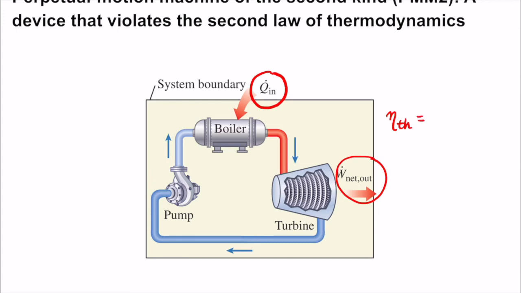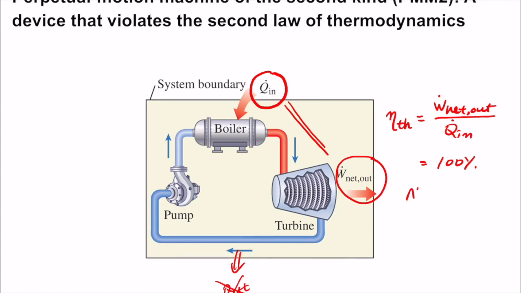your thermal efficiency, which is defined as this ratio, okay? But at the same time, according to the first law of thermodynamics, Q in should be exactly the same as W net out, because there should be no Q out here. So your conclusion from that system, that device, is you should have 100% thermal efficiency, which is not possible.